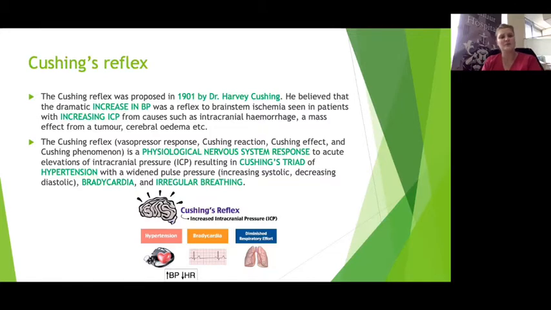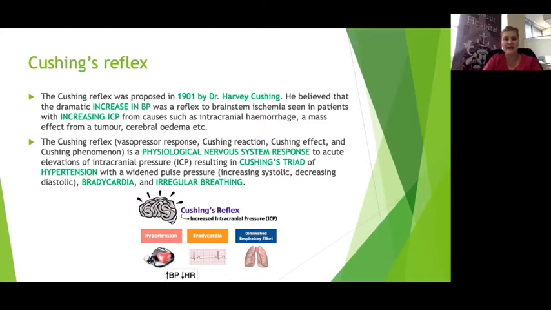But so the Cushing's reflex, proposed by Dr. Harvey Cushing already in 1901. So it's believed that the dramatic increase in blood pressure was a reflex to brainstem ischemia seen in patients with an acute increase in intracranial pressure, typically caused by intracranial hemorrhage or mass effect from tumor with significant cerebral swelling. So if there's an acute increase in ICP, then you would see or appreciate this Cushing's reflex.